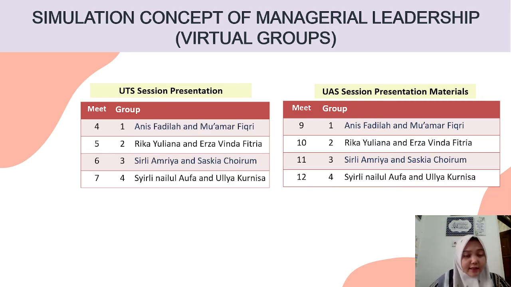Next, this is the list of group names. Group 1, Anis Fadila and Muammar. Group 2, Rika Yuliana and Erza Vinda. Group 3, Shirley Amria and Saskia Khoirum. Group 4, the last group, Shirley Nailul Alfa and Ulia Kurnisa.